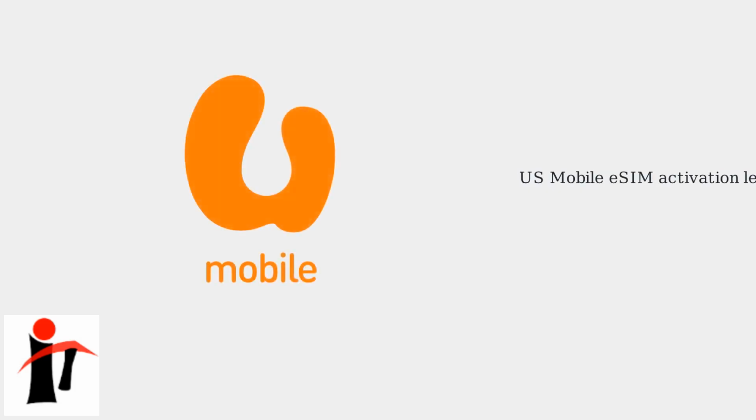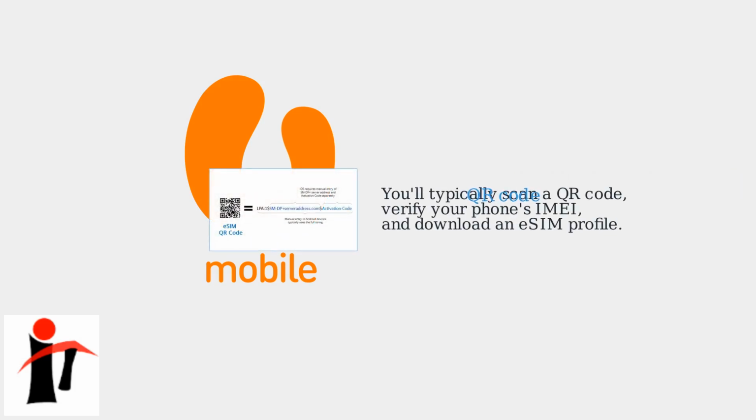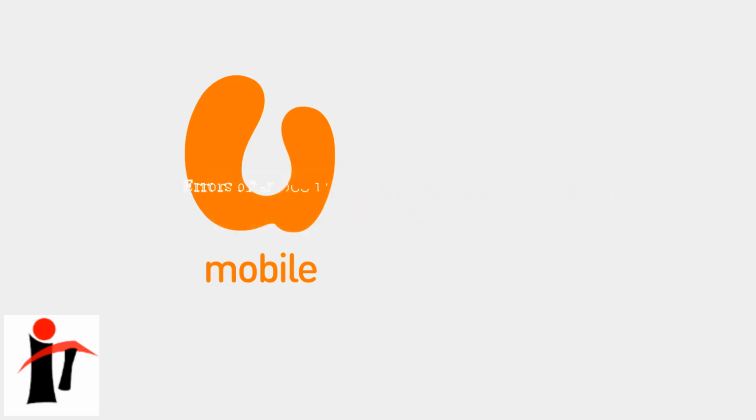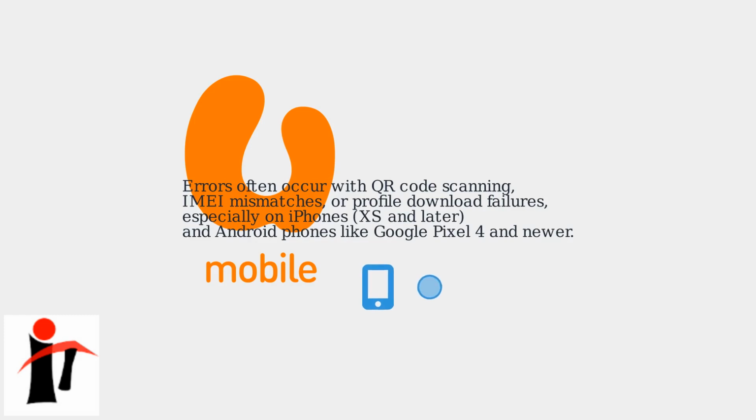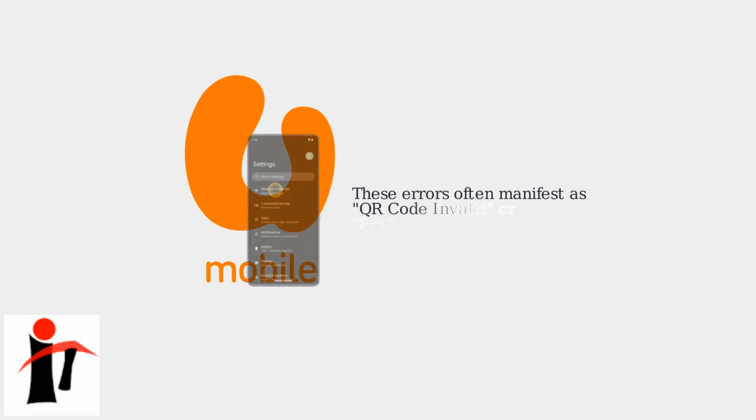US Mobile eSIM activation lets you get cellular service without a physical SIM. You'll typically scan a QR code, verify your phone's IMEI, and download an eSIM profile. Errors often occur with QR code scanning, IMEI mismatches, or profile download failures, especially on iPhones, XS and later, and Android phones like Google Pixel 4 and newer.